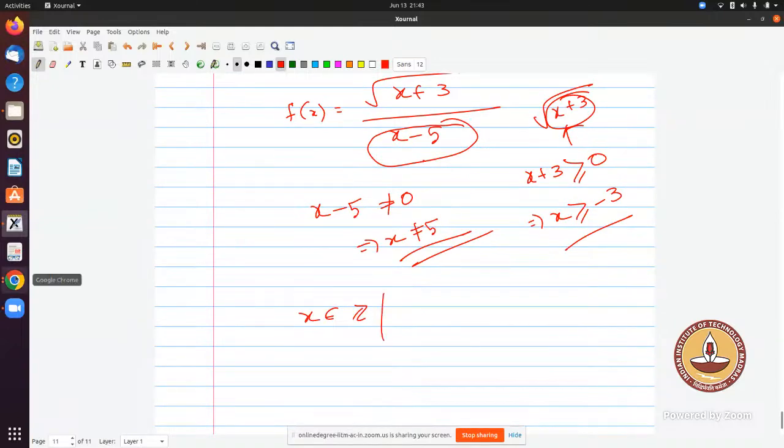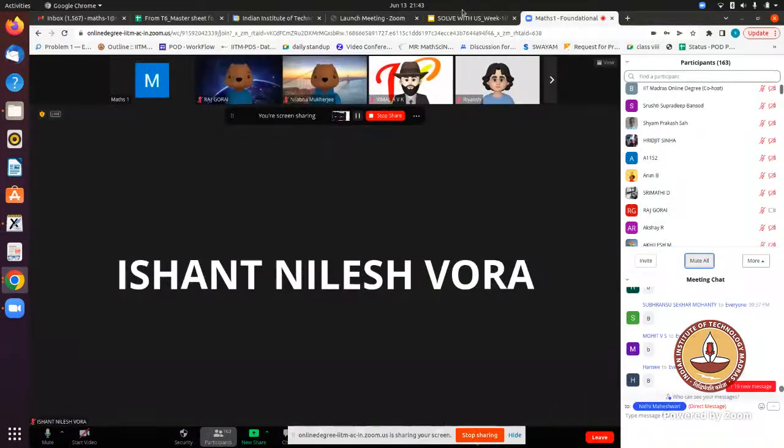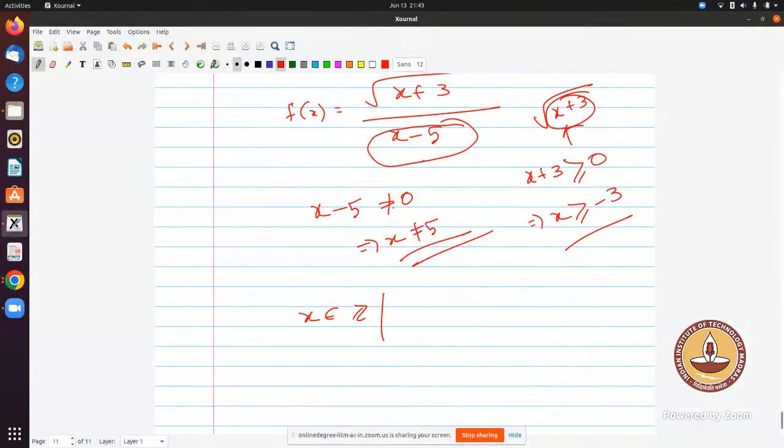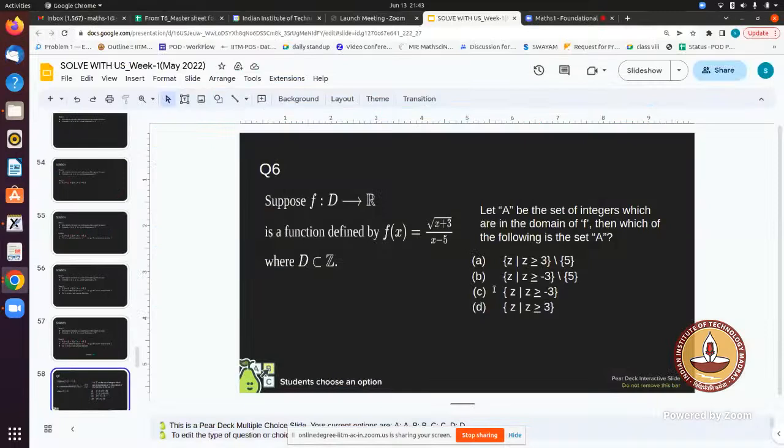So here, if you see the question, this is inside Z. That's why they have mentioned Z. Even if it is a real number, you would write x belongs to R. So all such x for which x is greater than or equal to minus 3 and x not equal to 5. These two conditions should be there. So this is basically your option B. x is greater than or equal to minus 3, 5 is already there, so I am eliminating 5. So option B is there.